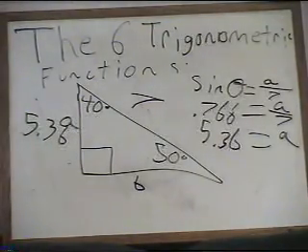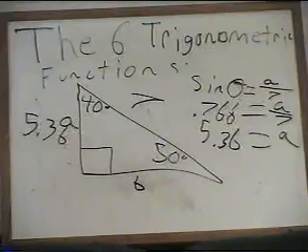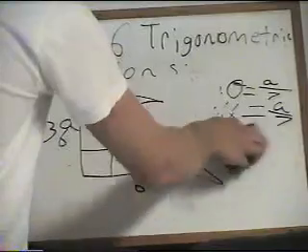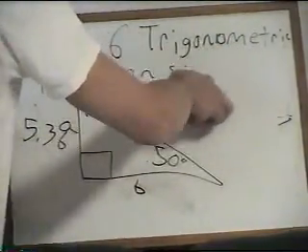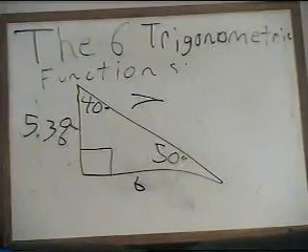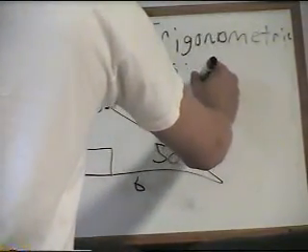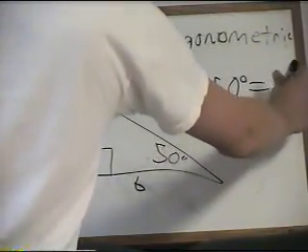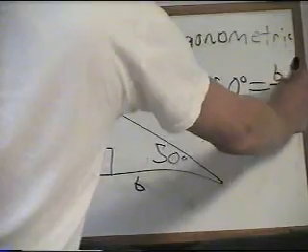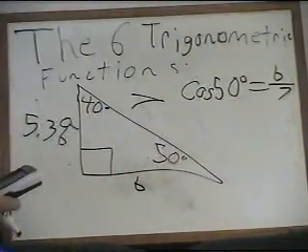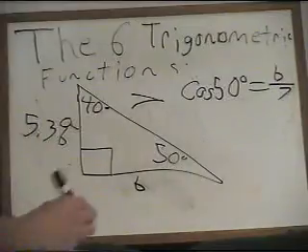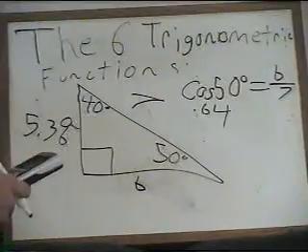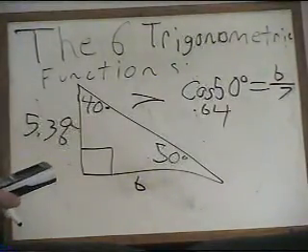Now, we still have to solve for B. Let's do it using cosine this time. So, we know 7 is the hypotenuse, and cosine is equal to the adjacent side over the hypotenuse. So, we'll take the cosine of 50 degrees is equal to B over 7. So, the cosine of 50 degrees, using our calculator, is 0.64. Now, we can multiply that by 7.